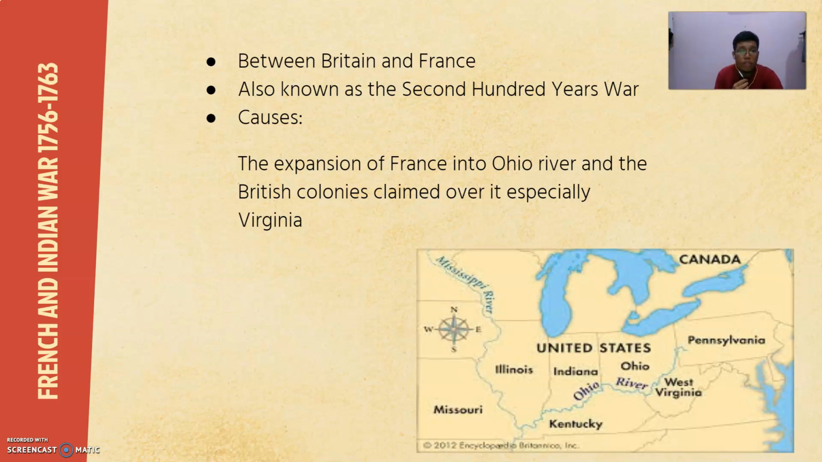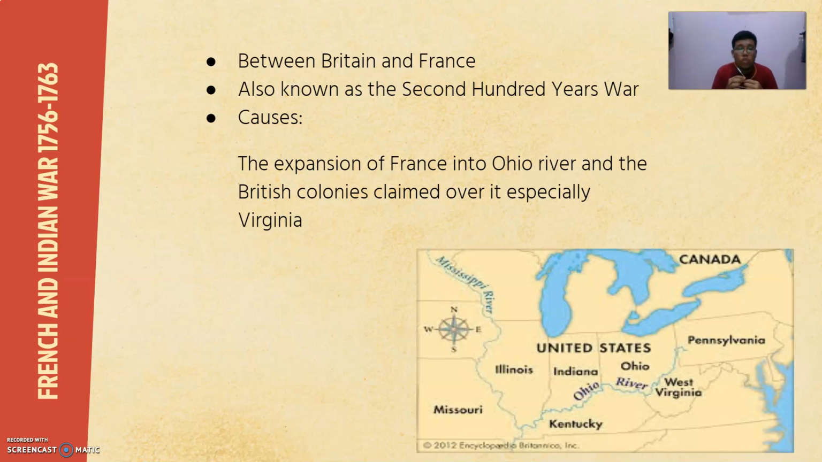1756 to 1763. This war happened between Britain and France. This war is also known as the Second Hundred Years' War. Why did this war happen? These are the causes.